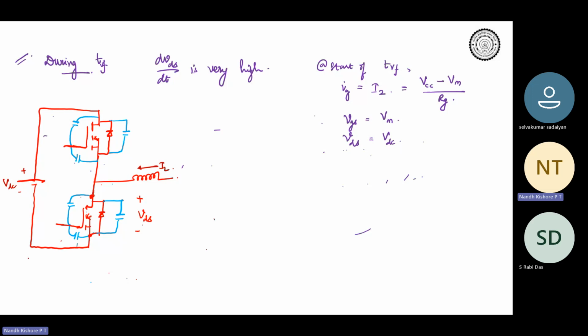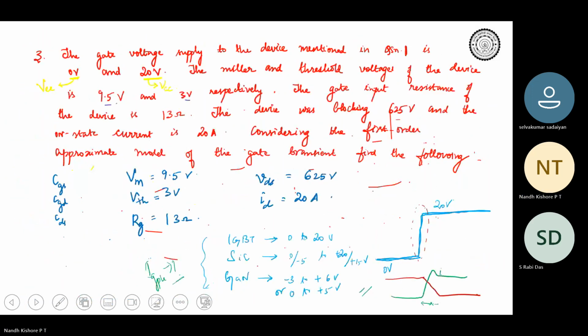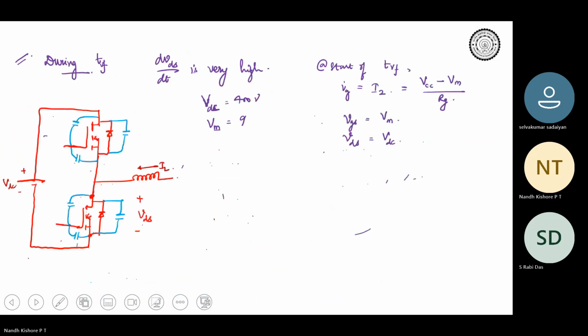Okay, so now imagine VDS. Let's say VDC is somewhere around 400 volts. And what about your V Miller? V Miller is, I think, 9 or 9.5 volts. I forgot. Yeah, 9.5. So VM is 9.5 volts. VM is the same as VGS, and this is the same as VDS.